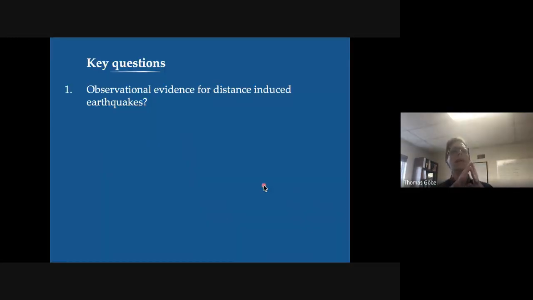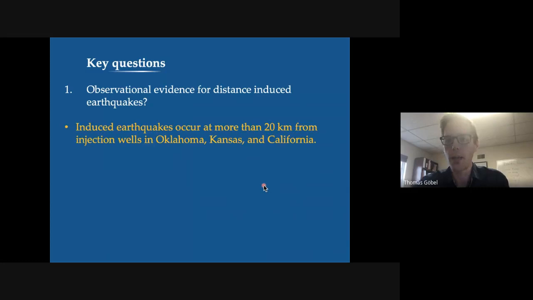Okay, so that was quite a bit of observation. Let's just summarize real quick what I was trying to show with these slides. What is the observational evidence for induced earthquakes? We looked at Oklahoma, Kansas, and California, and it looks really like induced earthquakes can consistently occur at distances of more than 20 kilometers, potentially even 50 kilometers, with some observations, such as in Kansas.